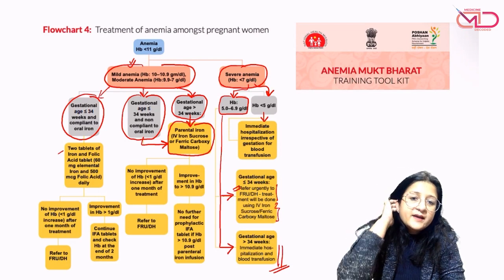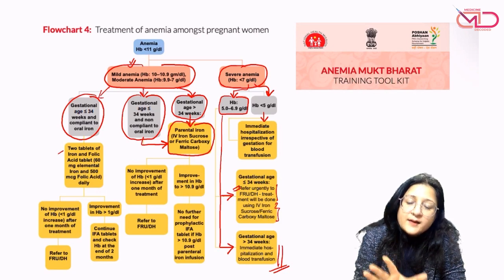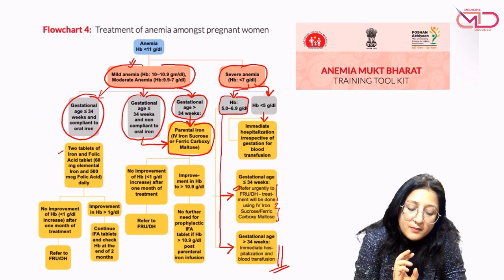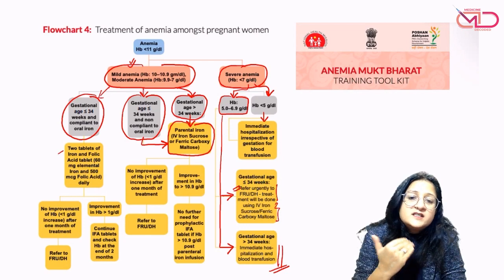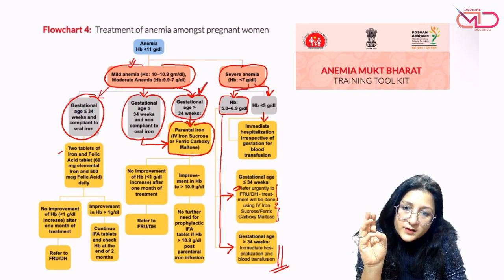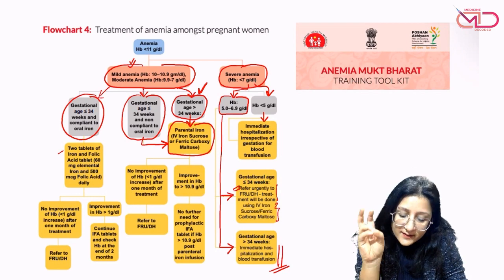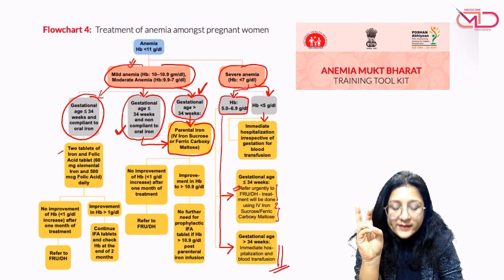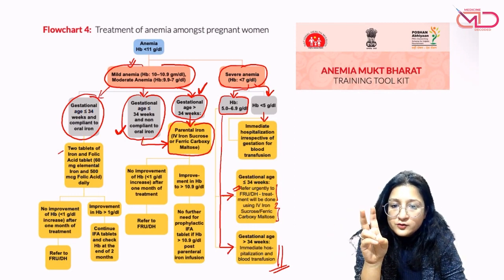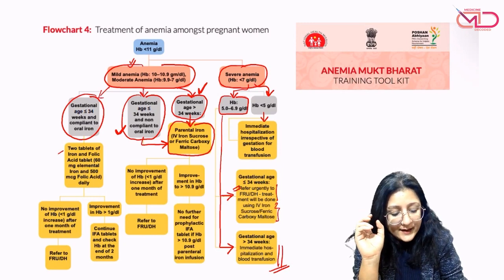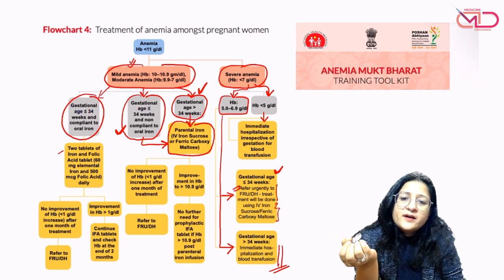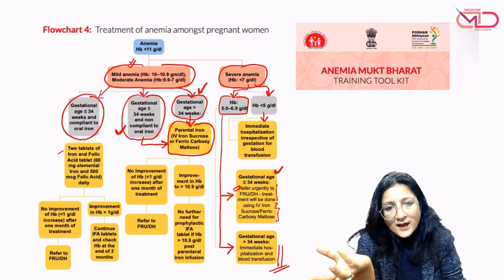So with this flowchart, we can remember two indications of parenteral iron, right? Parenteral iron can be given in mild to moderate anemia cases when the gestational age is more than 34 weeks, indication number 1. Parenteral iron is preferred when she is less than 34 weeks, even in mild to moderate anemia, when she is not able to tolerate oral iron, right? And the other indication of parenteral iron would be if she has severe anemia and her gestational age is less than 34 weeks, right? So these are the 3 important indications for parenteral iron, right?